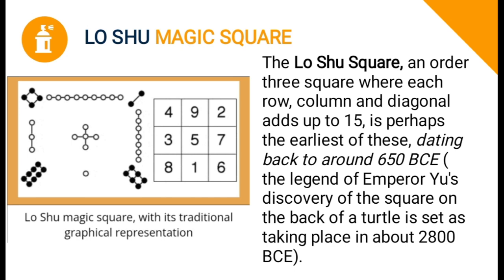The legend of Emperor Yu's discovery of the square on the back of a turtle is set as taking place in about 2800 BCE. So this is the Lo Shu Magic Square with its traditional graphical representation.